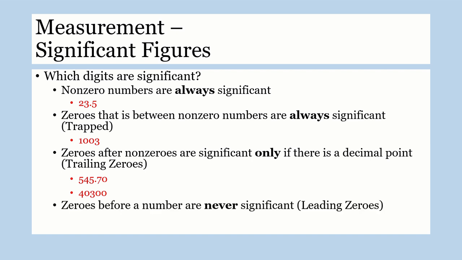Then the last ones are zeros before a number. So these are what are called leading zeros. They lead the number. This only happens when you have really, really small numbers. So like 0.00839. These zeros out in front are not significant. So this would only have one, two, three significant figures. Essentially, the zeros that aren't significant, so that would be trailing zeros without a decimal point, and leading zeros, are essentially just placeholders. They tell you that the number is going to be either really, really big or really, really small. So that's the basic idea here.